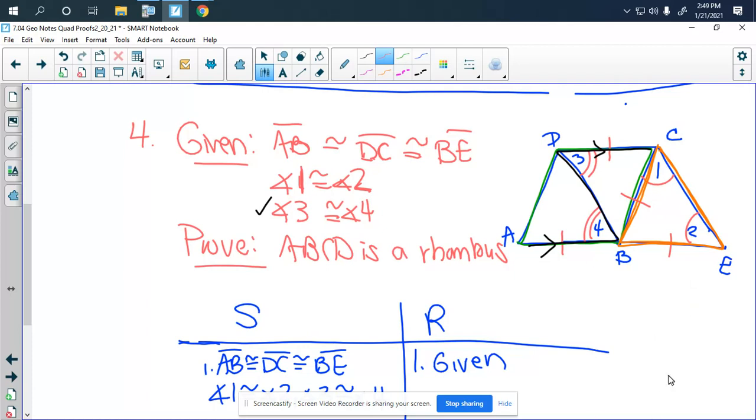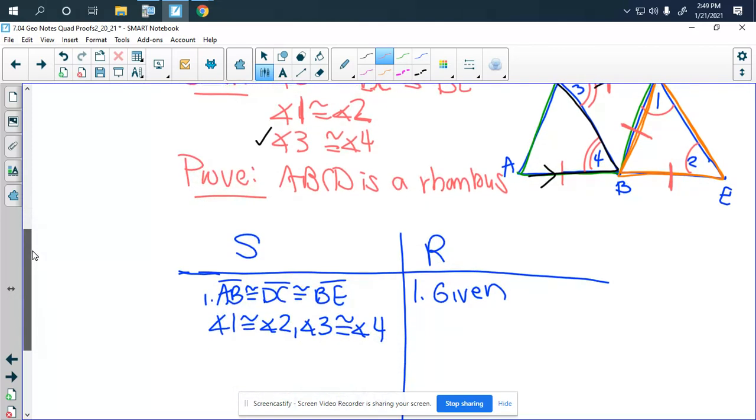Now, when I mark that other side congruent, I see that if that's congruent to segment BE, and BE is congruent to segment DC, I now have 2 sides next to each other, 2 consecutive sides in my parallelogram, which would make it a rhombus. Now that we've discussed it, if you need to rewatch part of that to see how we got there, do so, and then try to rewrite this on your own.